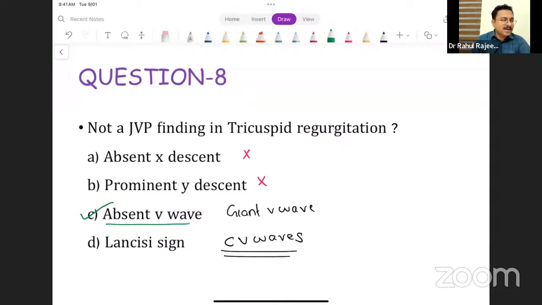As Dr. Gagan Surathi is saying in the comment section, he has correctly spotted out the CV waves, which is the Lancisi sign. Okay, absolutely right.